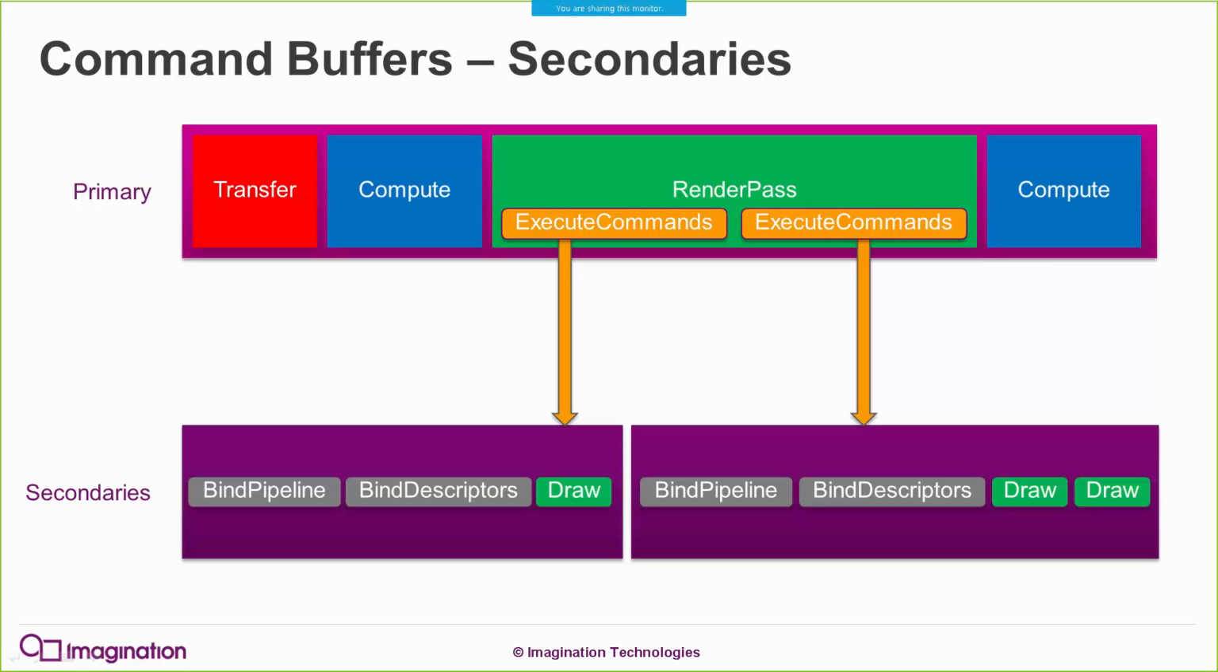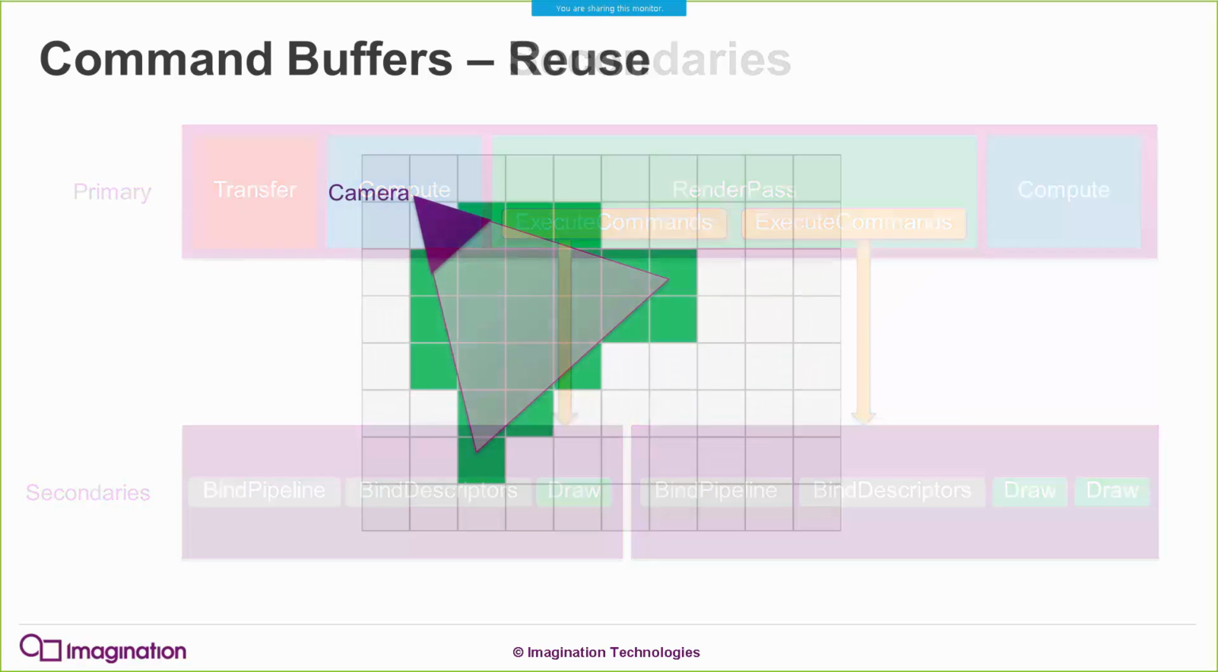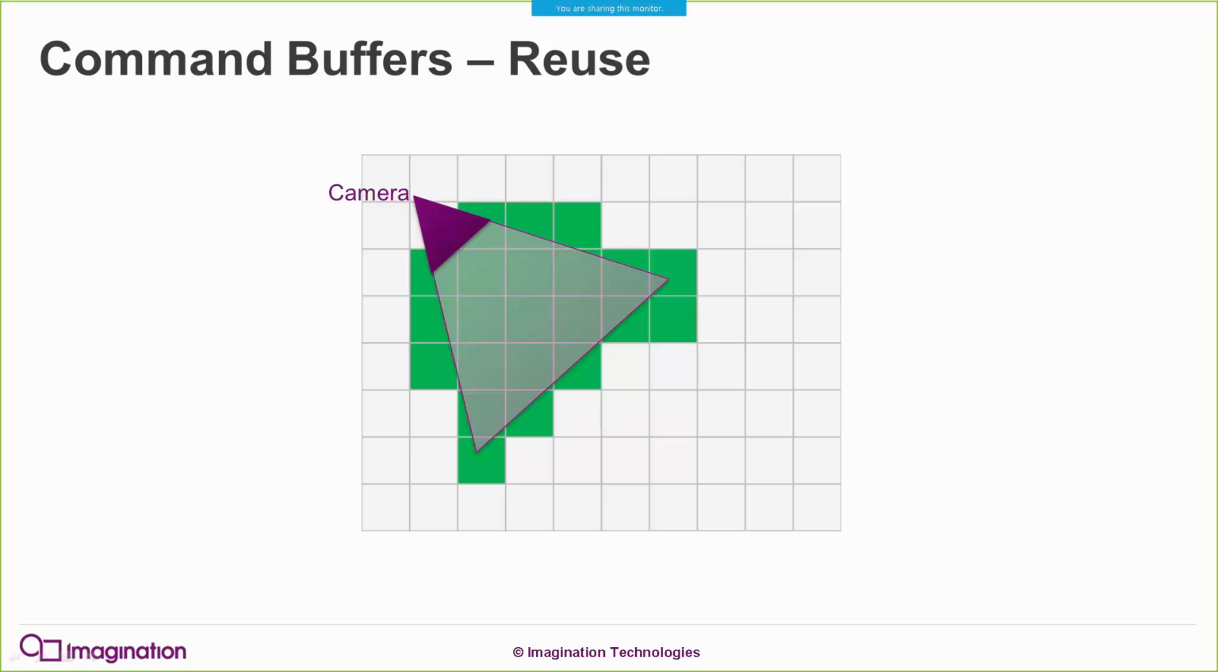What this means is you probably want to achieve a balance between creating too many secondary command buffers, which gives you much finer-grained control over dispatching work to multiple CPUs. But you don't want to make them so small that the overhead of doing the bind operations in each secondary command buffer counteracts the benefits of creating more fine-grained control.